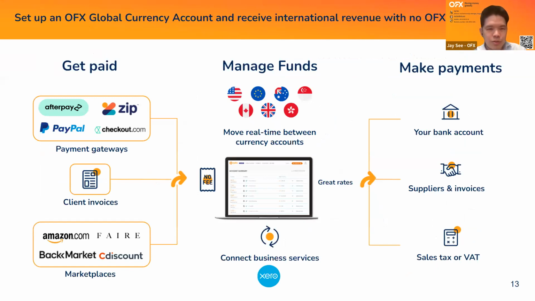Okay, so putting this all into visuals, again, you can get paid on the left. You can withdraw from the payment gateways. You can also withdraw from the marketplaces that you sell on. And by withdrawing, you can withdraw to the GCA, which I mentioned earlier. So those funds can then be connected to the Xero accounting software, which I mentioned earlier. And we do it without fees and also at great rates, okay? And again, you can make those payments either to your bank account, to your suppliers or various invoices that you have to pay, and your sales tax or VAT.